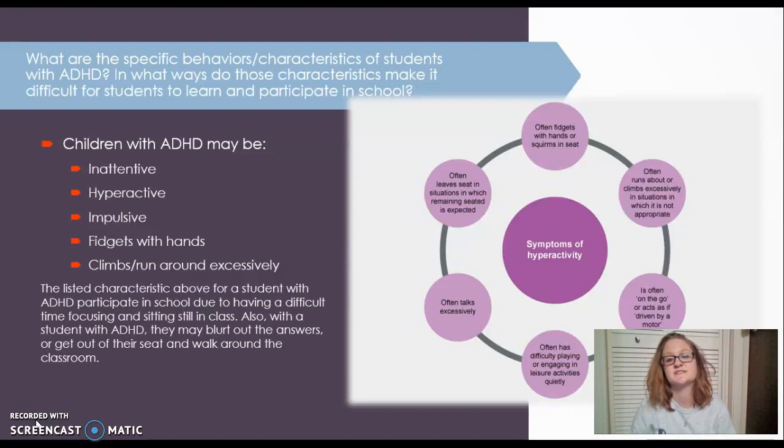Among the listed characteristics for a student participating in school, they may have trouble with focusing and sitting still in class. A child with ADHD may also blurt out answers or get out of their seat and walk around the classroom.